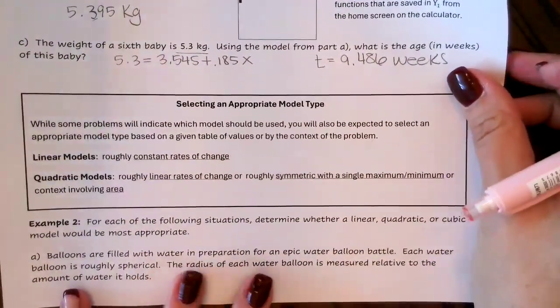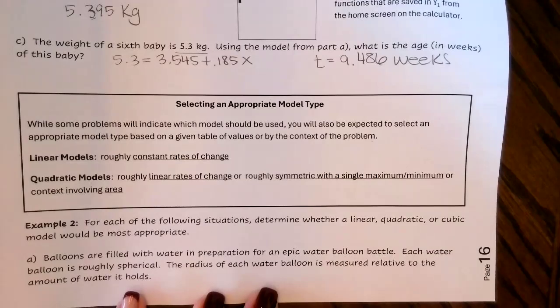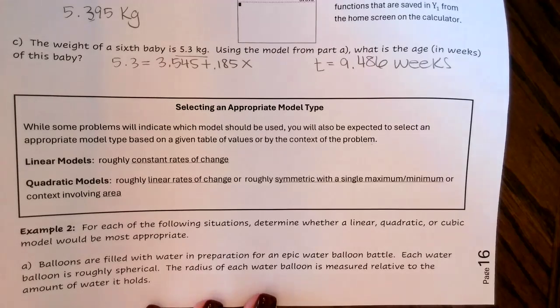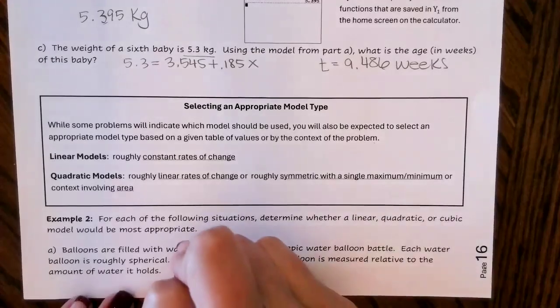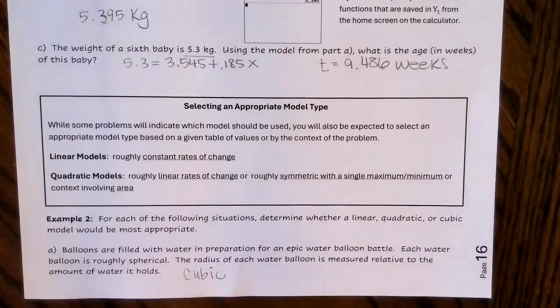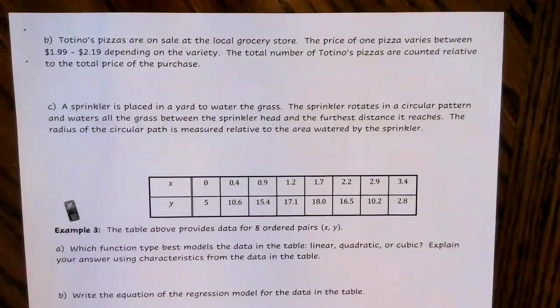All right, so here's an example of a problem, and we're going to determine. It says balloons are filled with water in preparation for an epic water balloon battle. Each water balloon is roughly spherical. The radius of each water balloon is measured relative to the amount of water it holds. In that case, it's saying radius measured to the amount of water it's holding. There we go with volume. So this would be cubic because volume is measured by a cubic function.